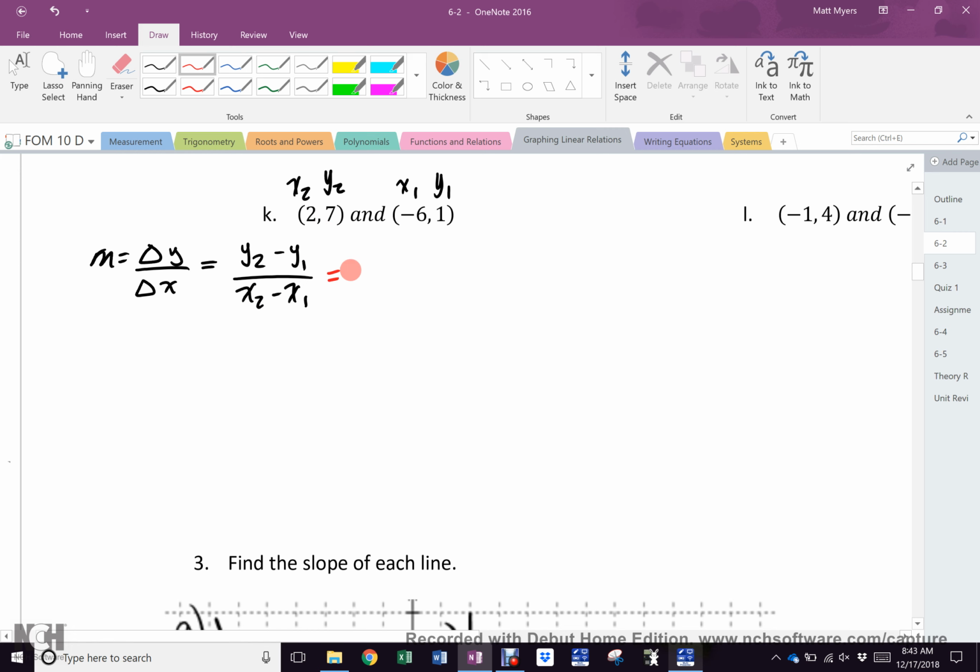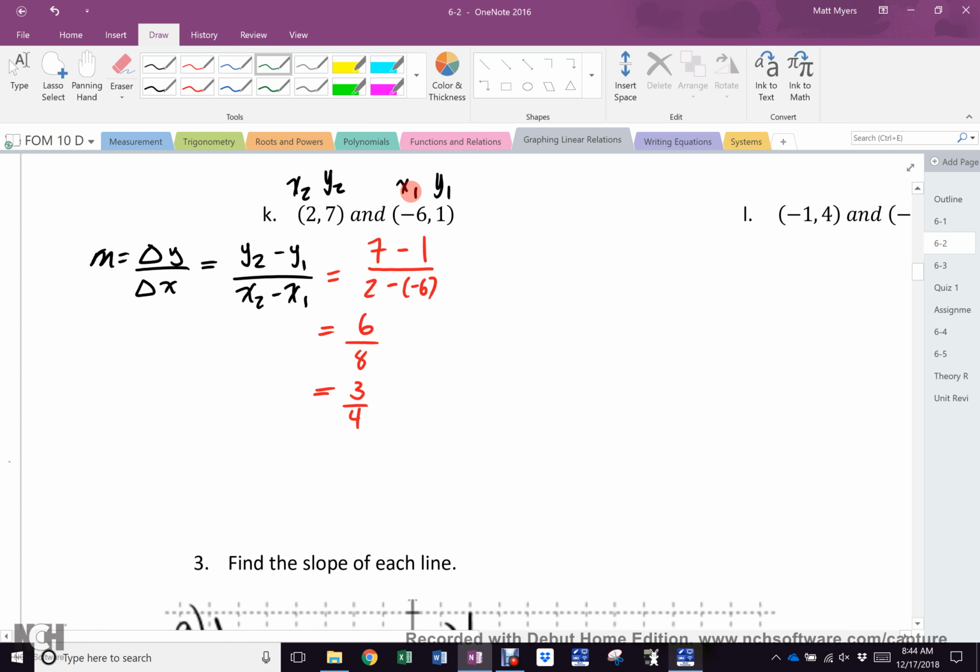So for me, it's going to be 7 minus 1, because y2 was 7, y1 was 1, over x2, 2, minus, and what's x1? -6. What is 7 minus 1? 6. What is 2 minus -6? +8, which then I simplify to 3/4. Now, if you went the other way, you will get the exact same answer, won't you? Which I will do in green.